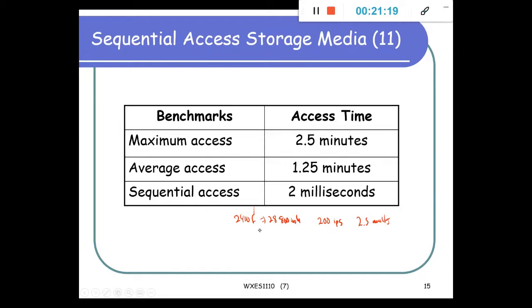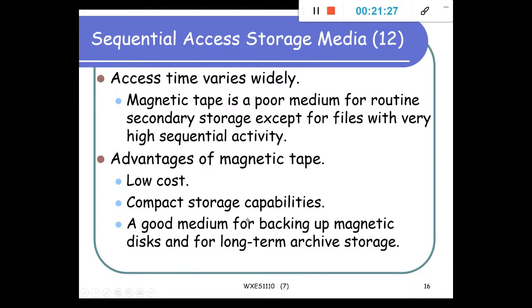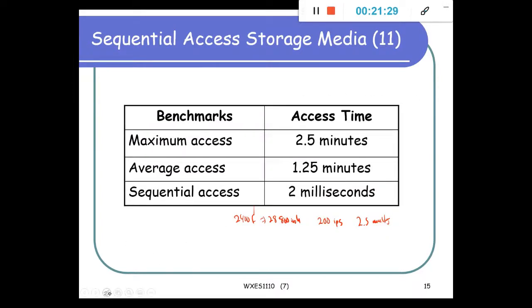If you calculate the rate in bytes per second, you calculate 1600 times 200, which is equal to 320,000 bytes per second.